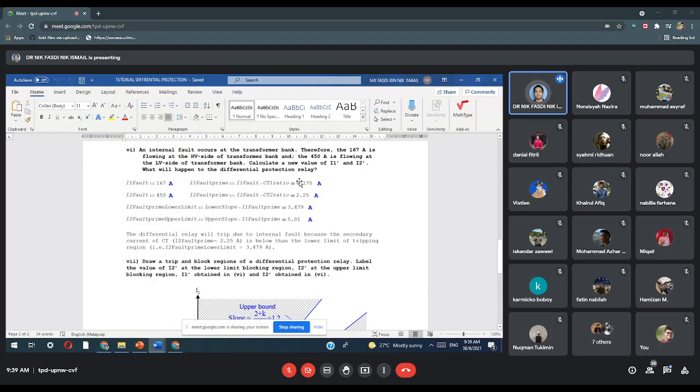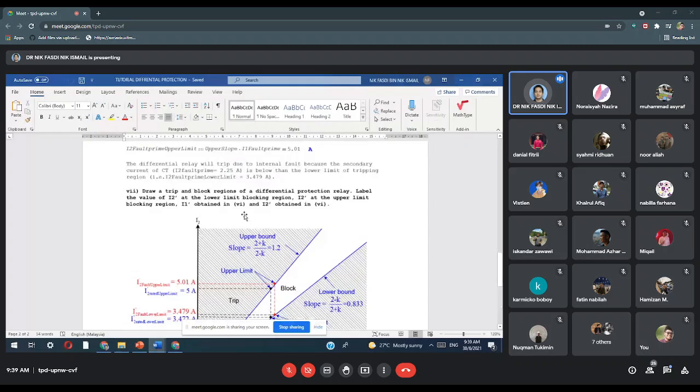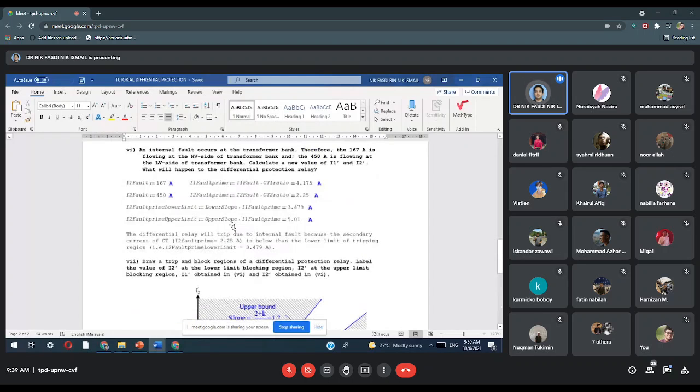So 3.479. Untuk condition ini ini soalan kan 4.75. Alright, and then to determine the first slope, mana you time for I1 prime, dah ini you dapat 4.